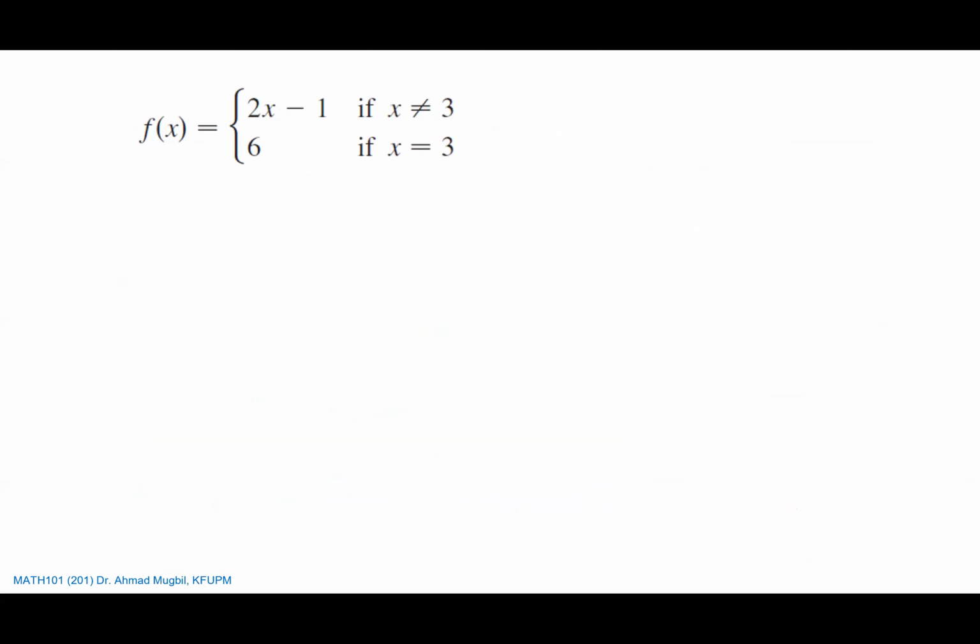Look at this function. It is a piecewise defined function. Can you tell me, shabab, what is the limit of this function when x approaches 3? Is it 6 or 5? It is not 6, ya shabab. It's 5.